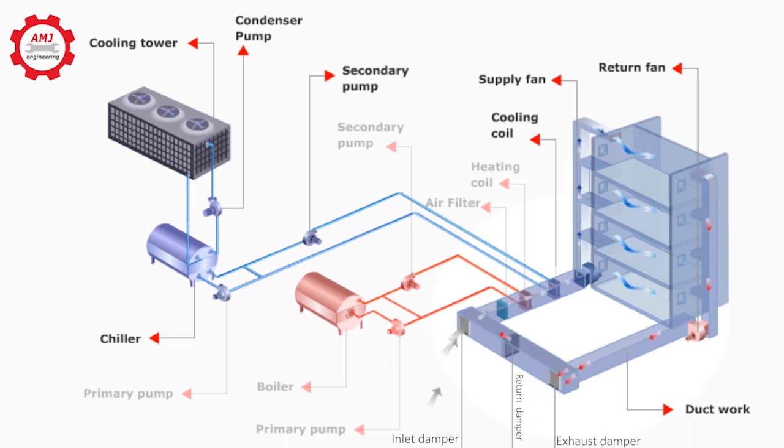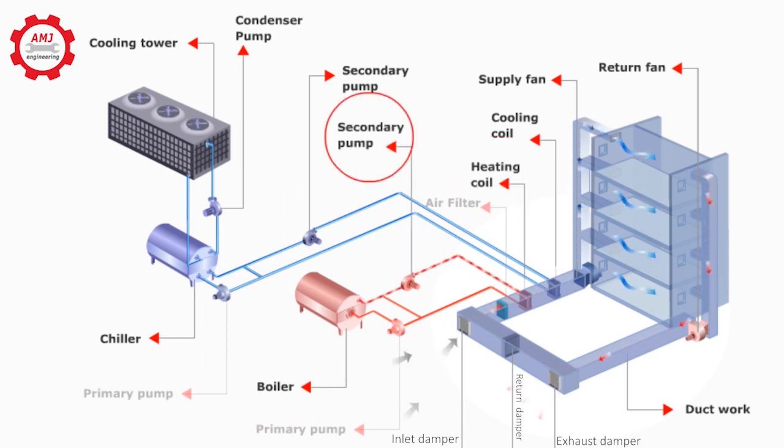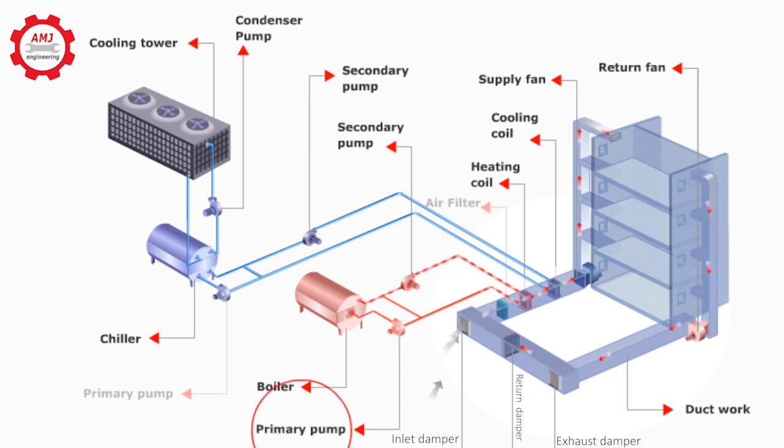If heating is required, the hot water from the boiler is fed to the heating coil using a secondary pump. The water passes through the coil, loses heat, and is fed back to the boiler by means of a primary pump. The rest of the flow is the same as in the case of cooling.